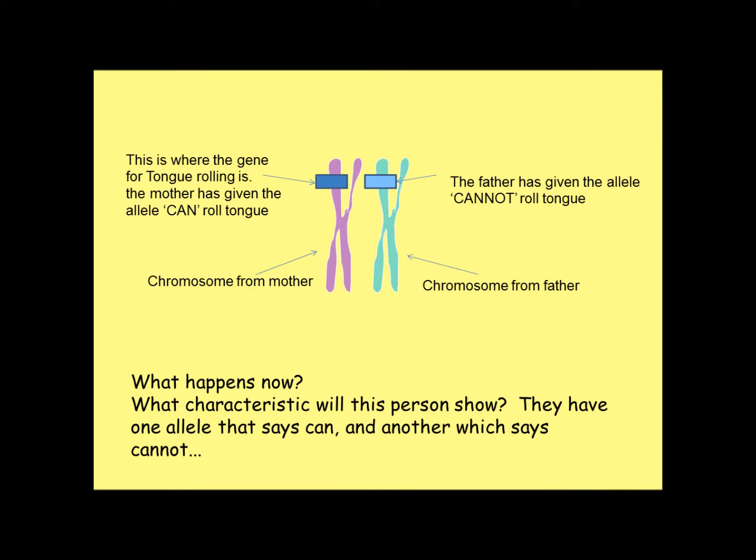So if we look at the chromosome pairs again, this is your chromosome from your mother, and she has given the can roll the tongue allele. And this is the chromosome from the father, and he's given the cannot roll the tongue allele. Okay, so which characteristic will this person show? They have 1 allele that says can and another which says cannot.